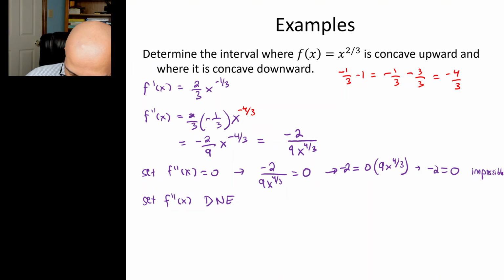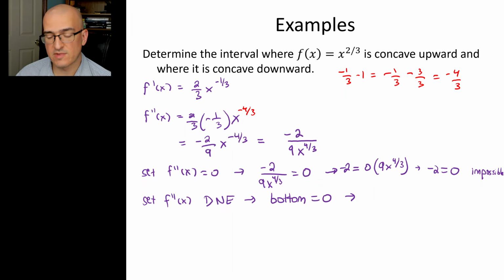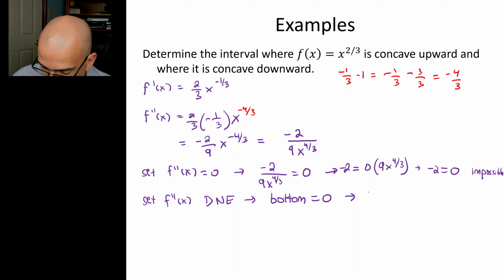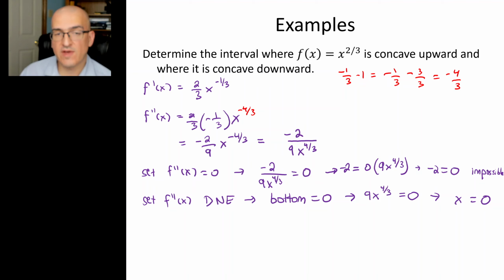Okay, now we're going to set f double prime of x DNE, does not exist. And that means bottom is equal to 0. So if we divide by 0, then we'll get a DNE. It does not exist. So that means 9x to the power of 4/3 is equal to 0. And that means x is equal to 0. We got one special x value where something interesting could happen.